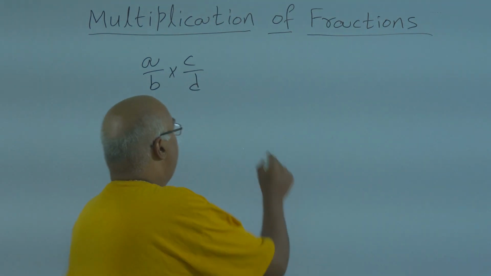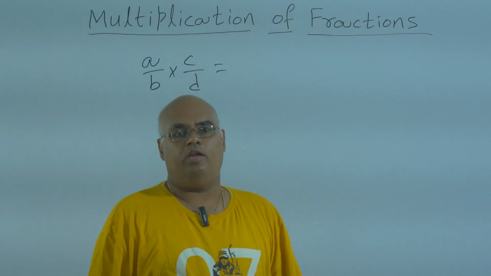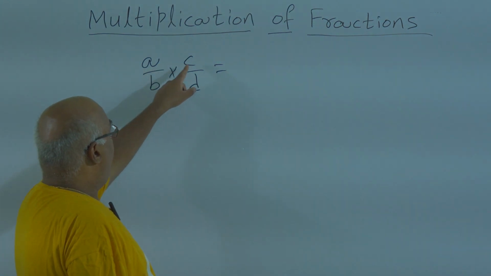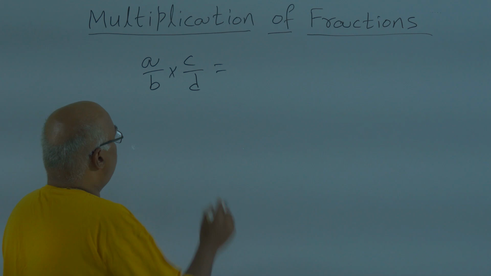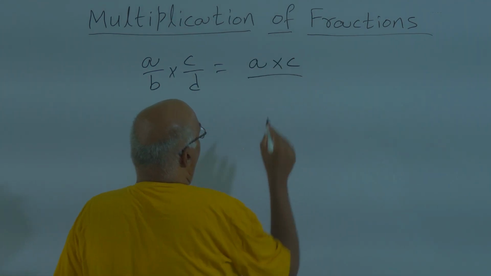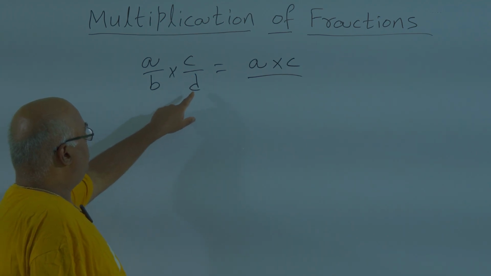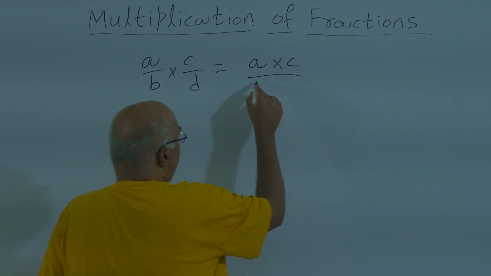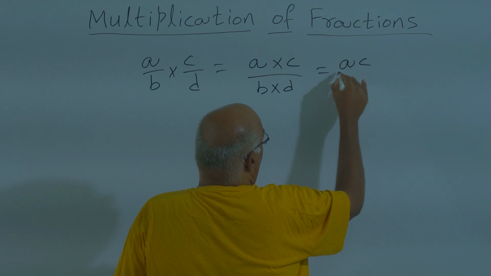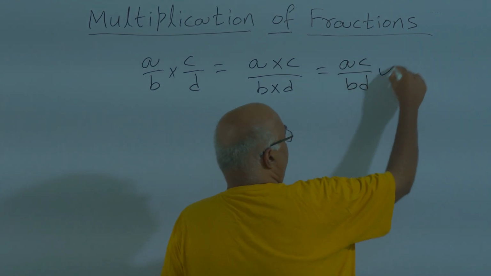The process is simple. First you multiply the numerators and then you multiply the denominators. So in the numerator of the first fraction you have a and in the numerator of the second fraction you have c. So multiply a and c. This is equal to a into c, divided by, in the denominator of the first fraction you have b and in the denominator of the second fraction you have d. Multiply b and d. So b into d. So this is equal to ac by bd. It's as simple as this.